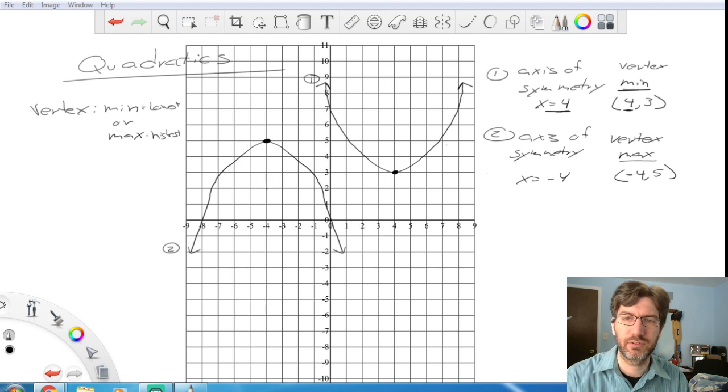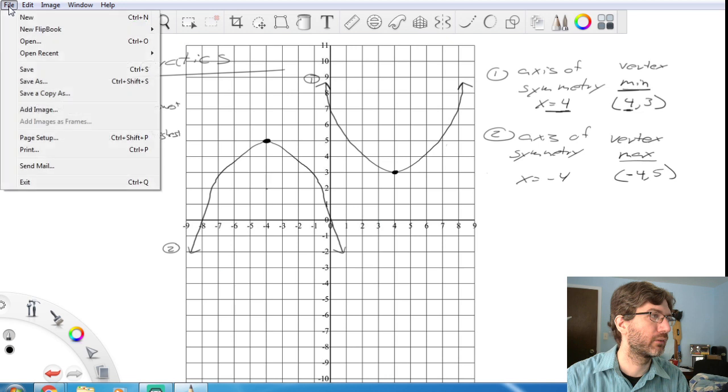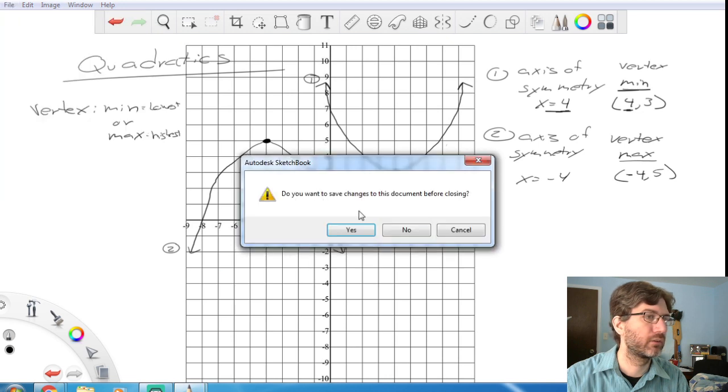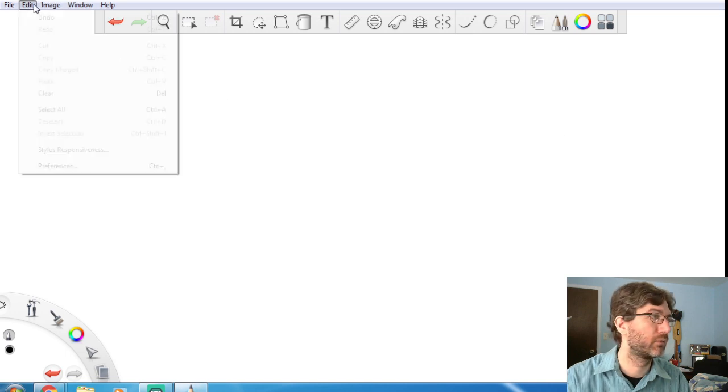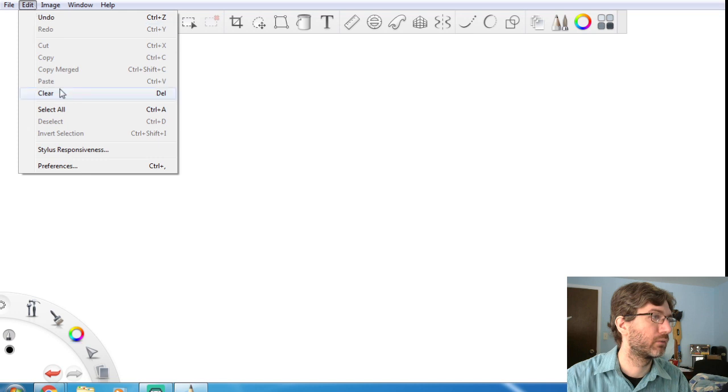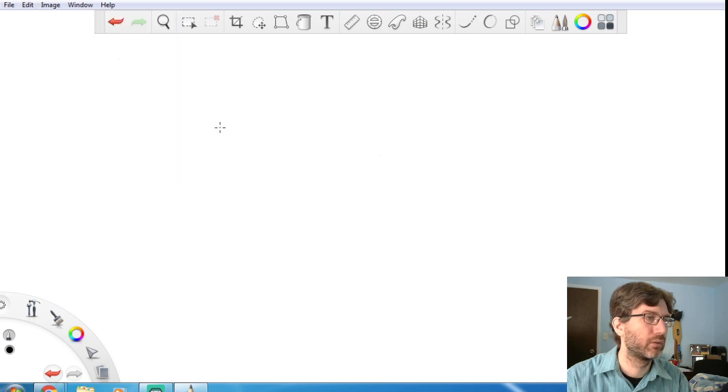So here, let's just do a couple more examples from the pictures I got. Let's get a new one. Let's not save that. Can I copy this over? It doesn't like me copying that over.